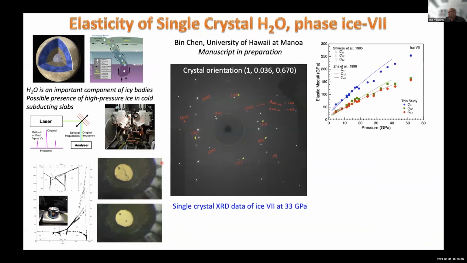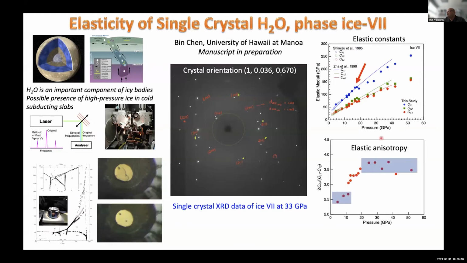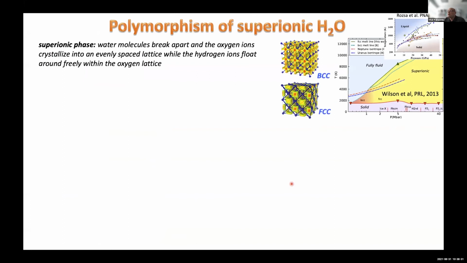And at the end, we have a crystal orientation probed with X-ray diffraction, and also measured with Brillouin spectroscopy elastic moduli. And he found that the elastic anisotropy has a few jumps at around 10 GPa and around 20 GPa, up to the highest pressure point at around 70 GPa.